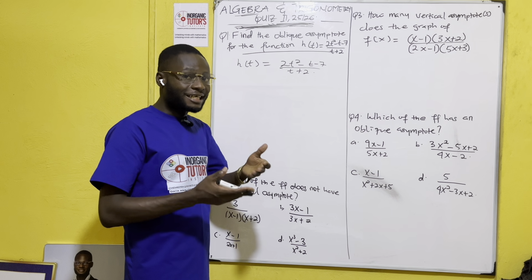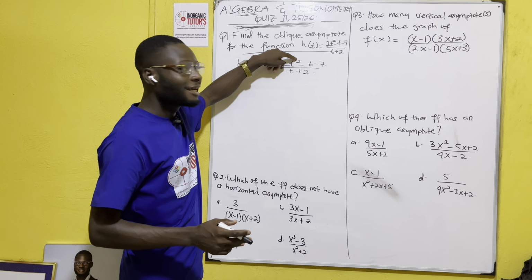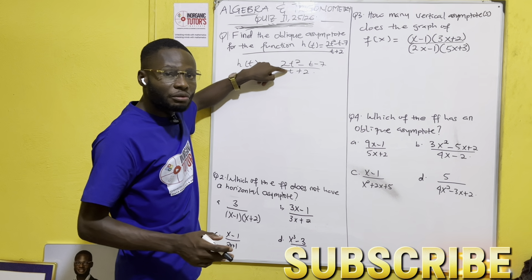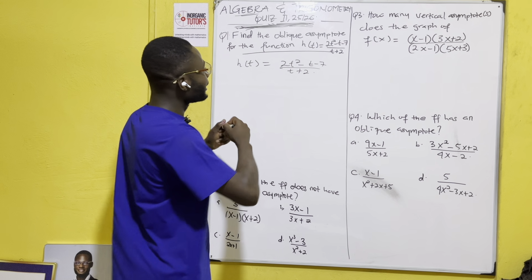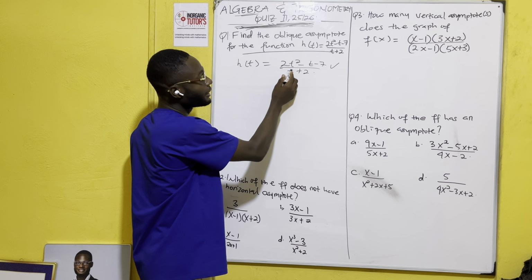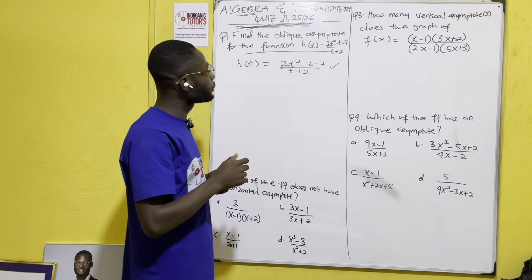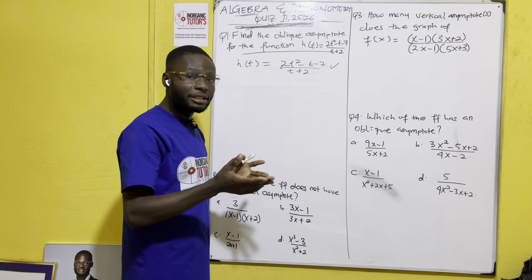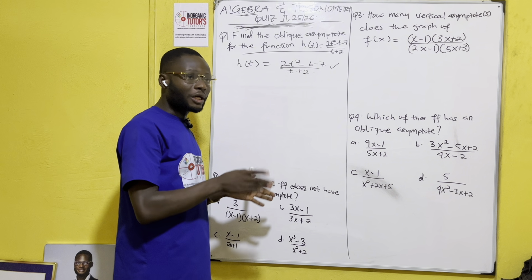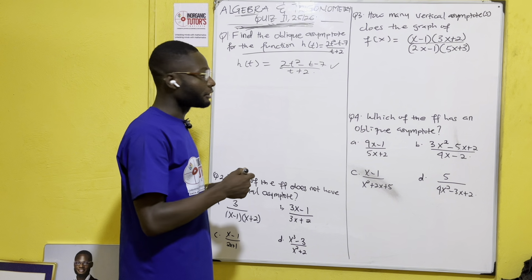Earlier I said that for an oblique asymptote, you must make sure that the degree of the numerator is greater than the degree of the denominator by just 1. That condition works here: this is 2 and this is 1. Now we want to know the value, so we either use polynomial division or synthetic division. We are going to use polynomial division here.